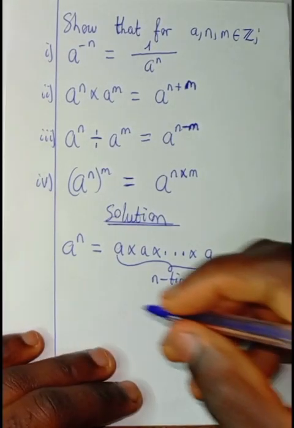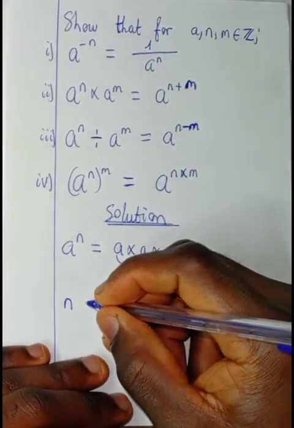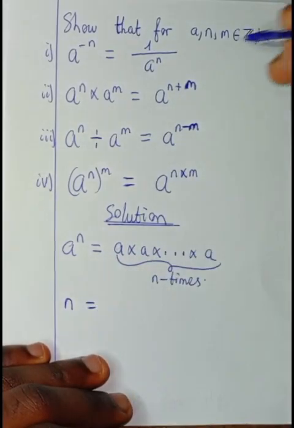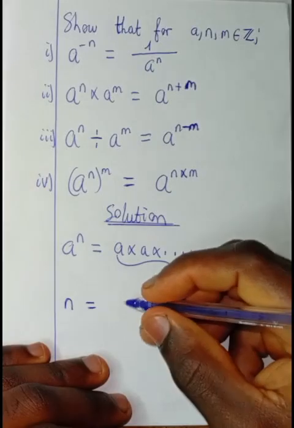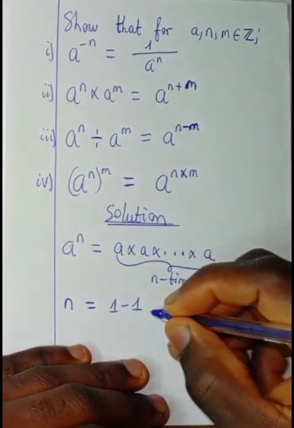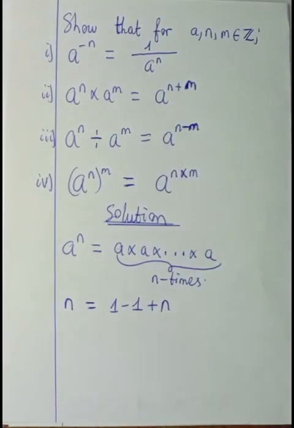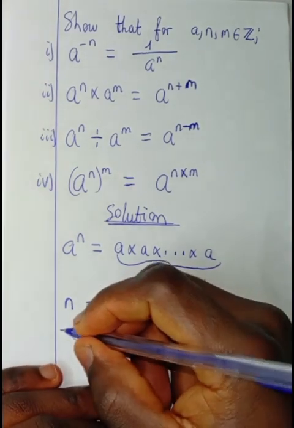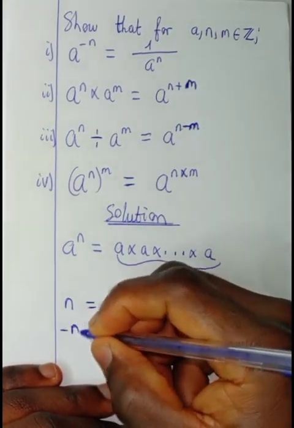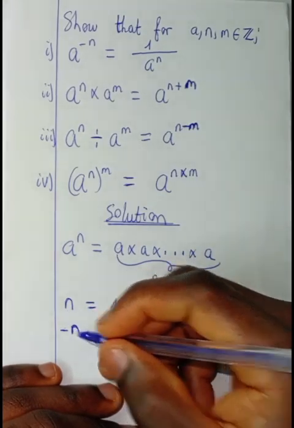Next, if we have n, n belongs to the set of integers. We can write n as 1 minus 1 plus n. 1 minus 1 gives us 0. 0 plus n remains n. So nothing new has been done. Now, for us to get negative n, we are going to multiply both sides by negative 1. Negative 1 times n gives us negative n.